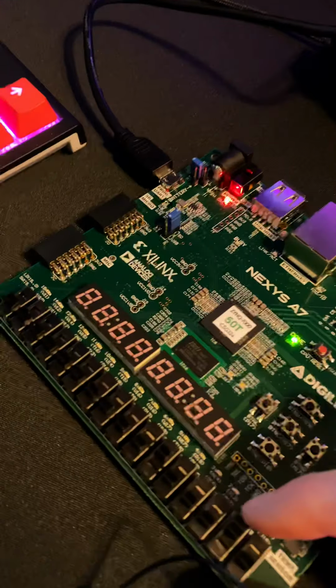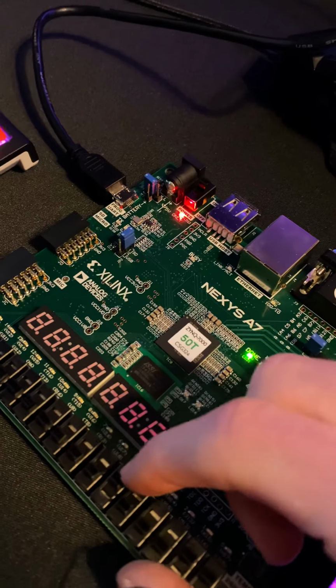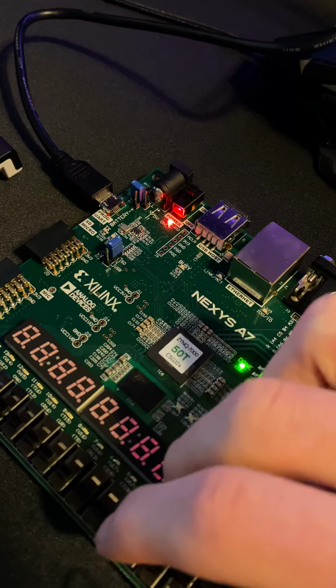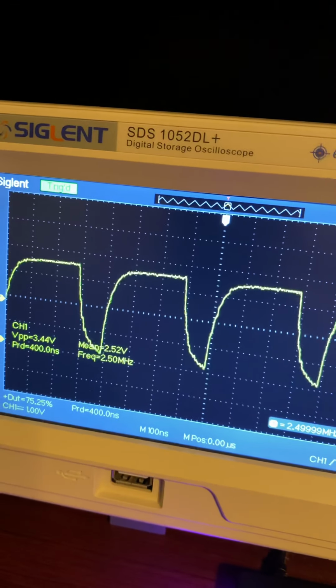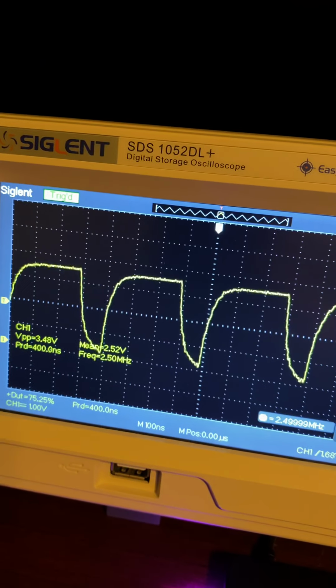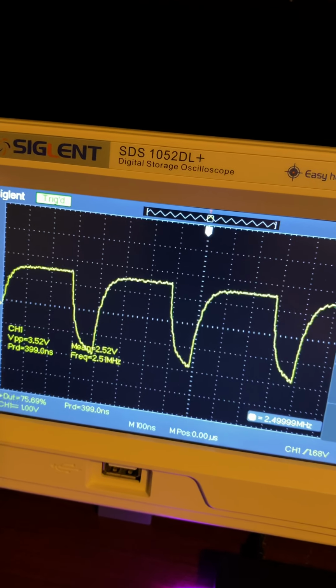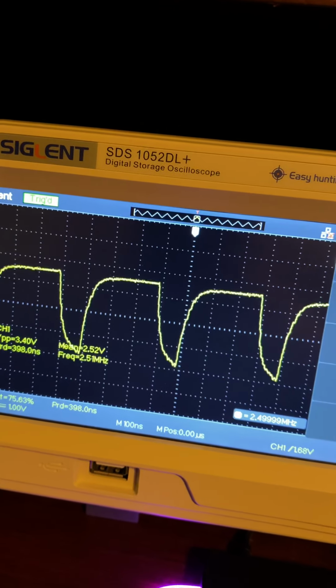I can keep changing the configurations. It could go 3 and 1, for example. So M is 3 and N is 1. We should still be expecting the 400 nanoseconds, which we do. But now the output signal is high for 300 nanoseconds and low for 100 nanoseconds.